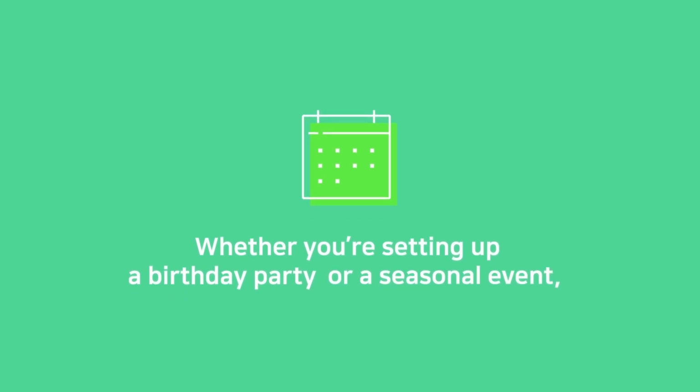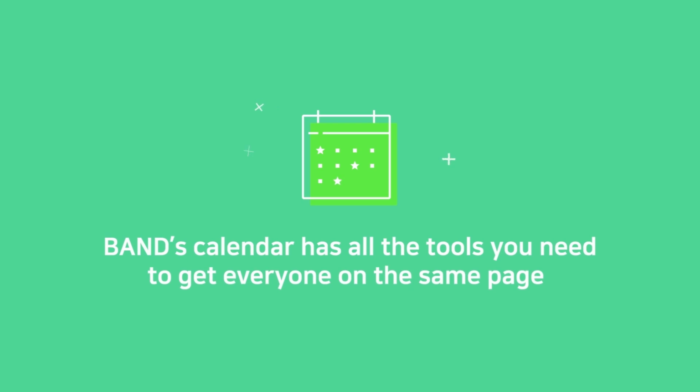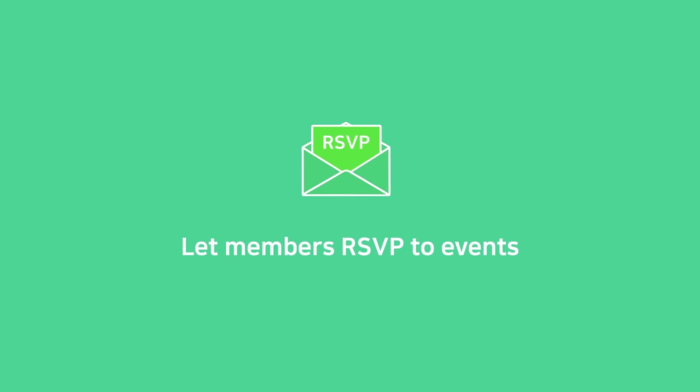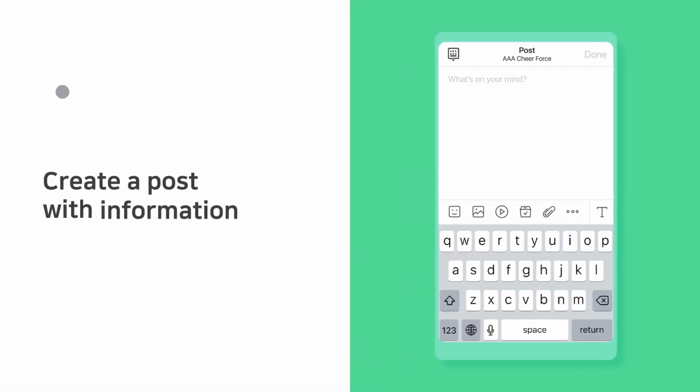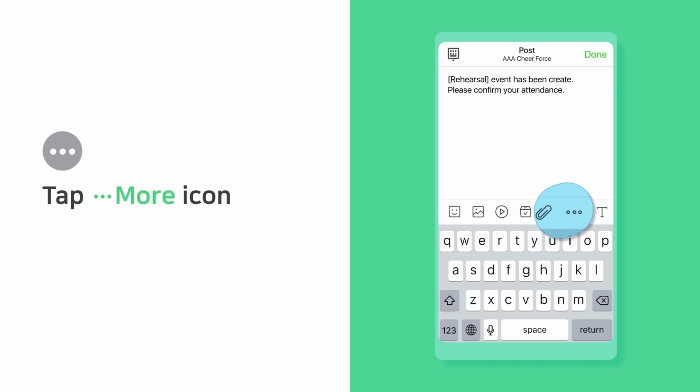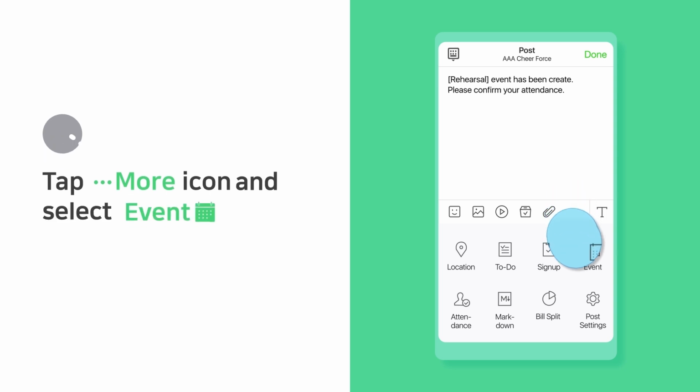Whether you're setting up a birthday party or a seasonal event, Band's calendar has all the tools you need to get everyone on the same page. Let members RSVP to events. Create a post with information. Tap the More icon and select Event.